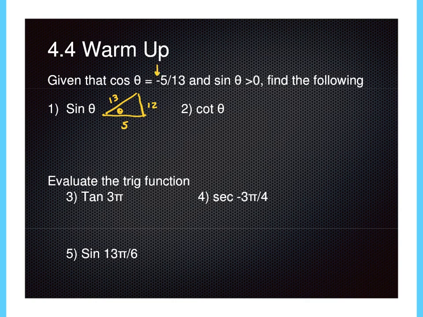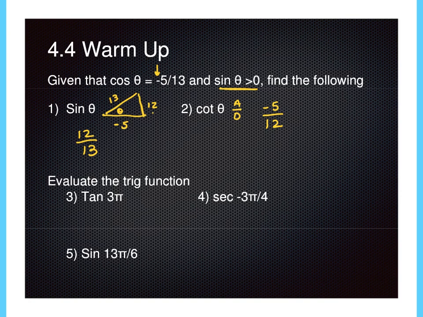Because this is negative and the radius is always positive, I know the 5 gets a negative, but then I need to use this piece of information to make sure that the 12 is also not negative. Because it says that the sine would be positive, the 12 and the 13 would stay positive. If this had said less than 0, then I would have known to make that 12 negative. But that's not the case. So I'm going to leave it positive, and then the sine of theta would be 12 over 13. And the cotangent of theta, which would be adjacent over opposite, would be negative 5 over 12.